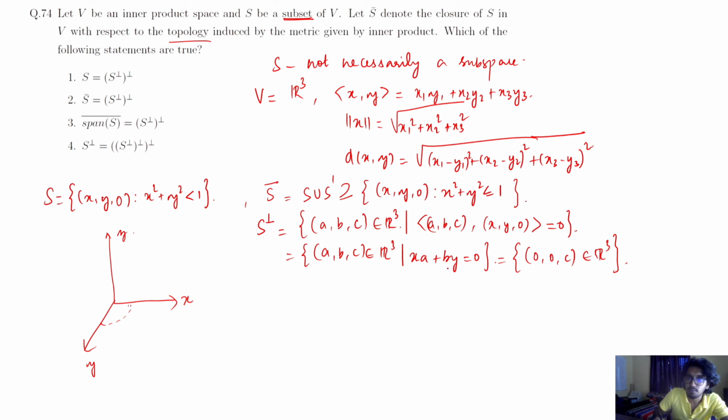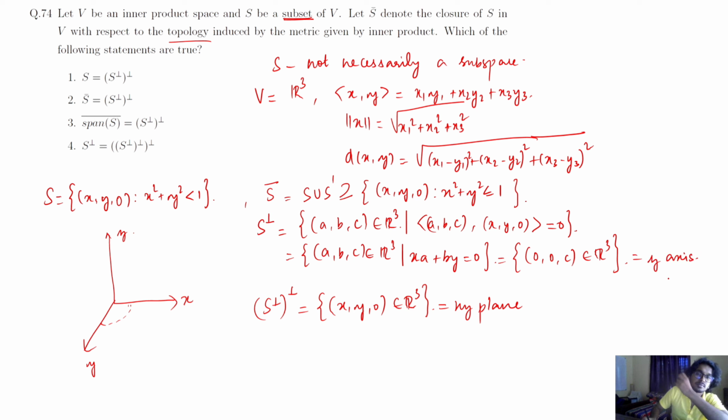And what is the orthogonal complement of the orthogonal complement of S? If you proceed this way, you would get simply x y 0 in R3, the entire thing. Which means this is simply your whole xy plane, and this is your z-axis. That is your entire z-axis, and this is your xy plane. These things you are able to understand from the geometrical point of view. That is why I am giving these things.